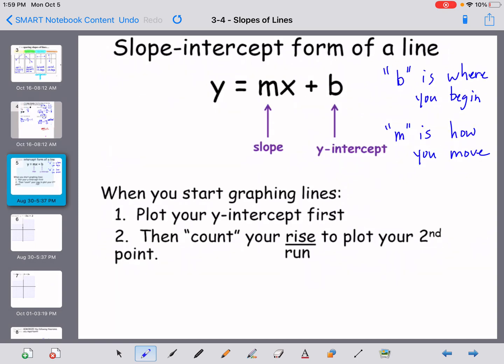All right, so slope-intercept form of a line. Y equals mx plus b. B is where you begin. M is how you move. This should all be algebra review. When you start graphing lines, you want to plot your y-intercept first. It's a B. That's where you begin your line. Then you count your rise over your run to plot your second point. So M is your slope and M is how you move.